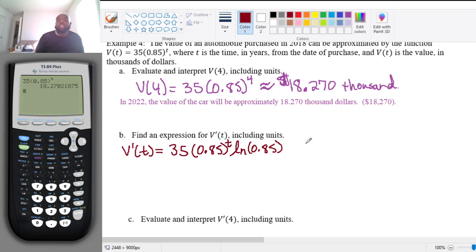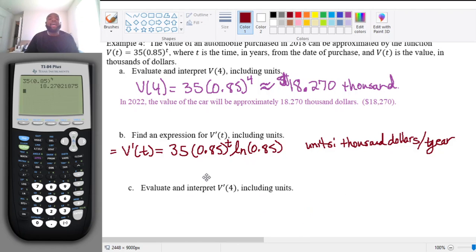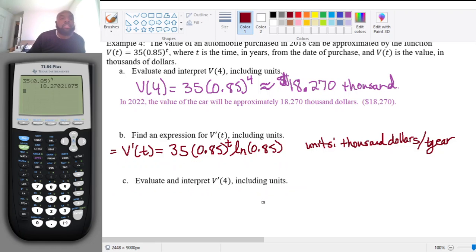All right. The units here is your units of your output divided by your units of your input. R is dv over dt. My output variable is v. My input variable is t. The units of v is your value, which is $1,000. And my time is in years, so I'm going to say per year. Time is your variable, but year is the units, all right? And so that's the derivative, and that's the units of the derivative. And so now what we're going to do is evaluate and interpret v prime of 4. Well, v prime of 4 just means go to v prime, which is here, and plug in 4.